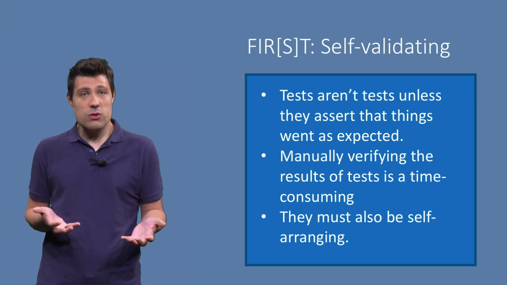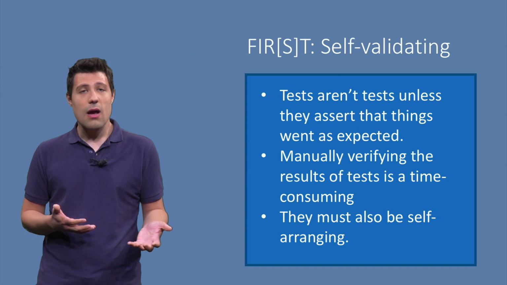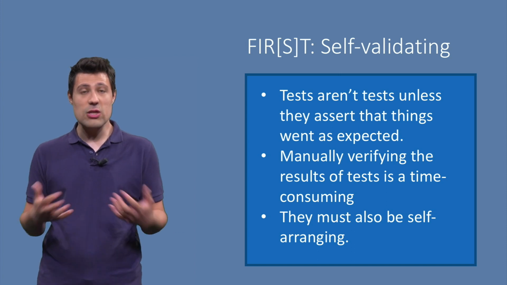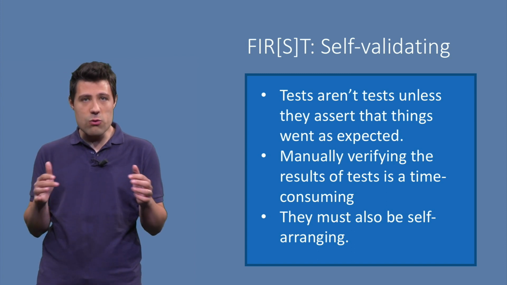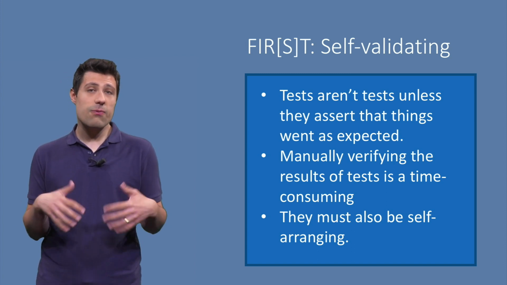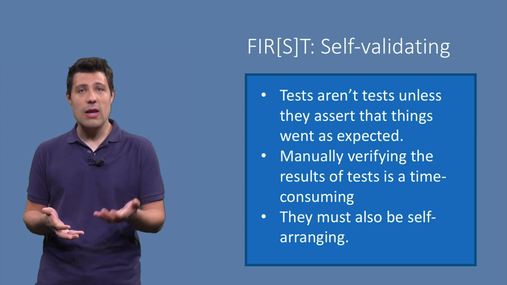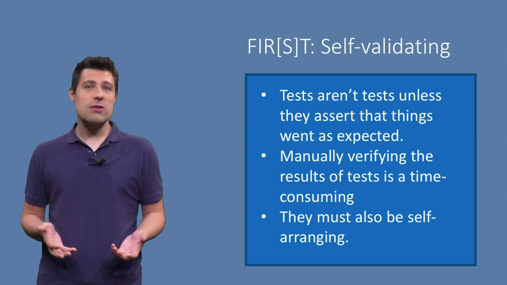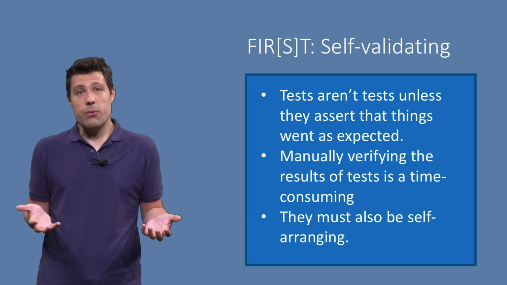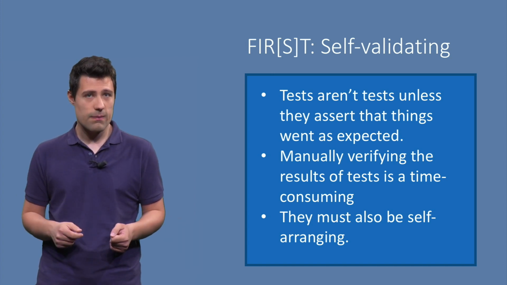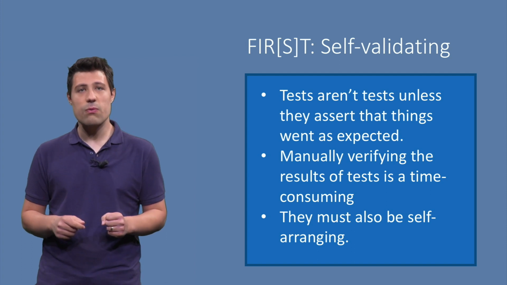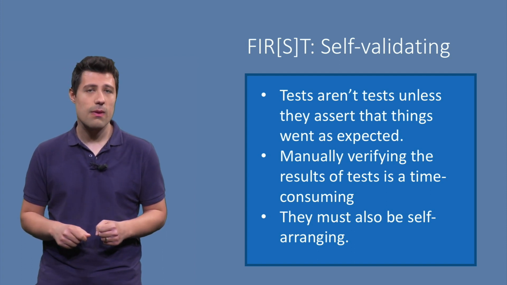And of course, as long as we're discussing self-validating, a test should also be self-arranging, meaning the test is also responsible for making sure that all the required initial state is there before the test runs. So again, with the database example, if my test needs a database to be set up with a certain data in there, these tests should be responsible for doing it. So self-validating and self-arranging tests are fundamental.